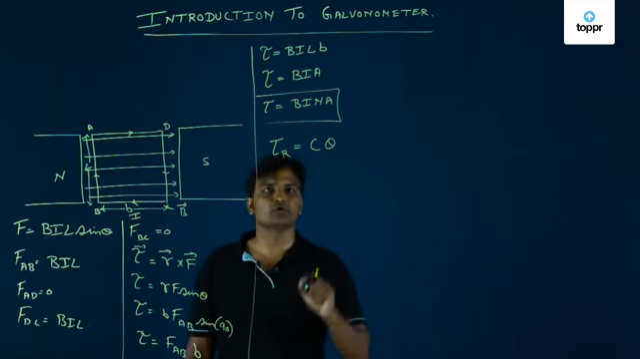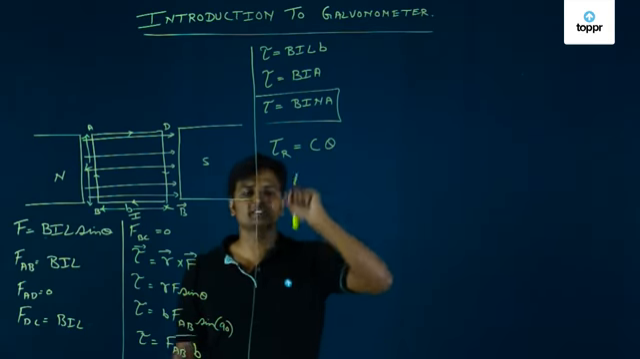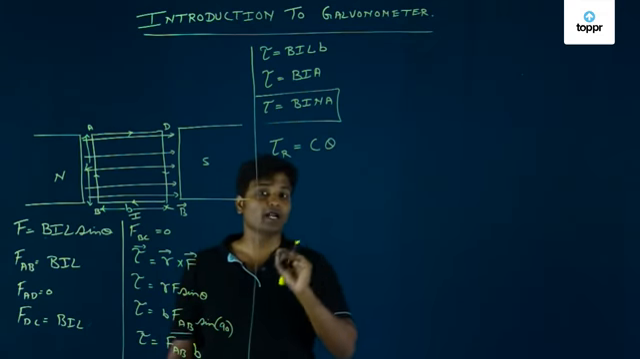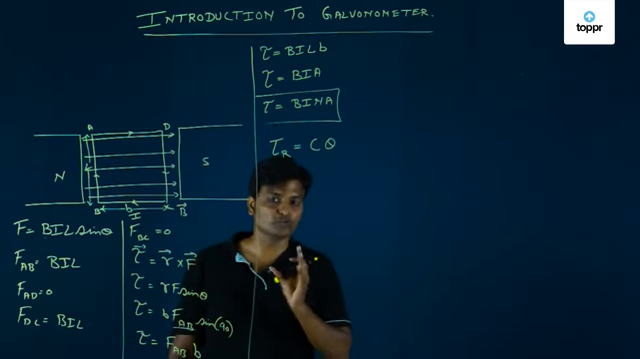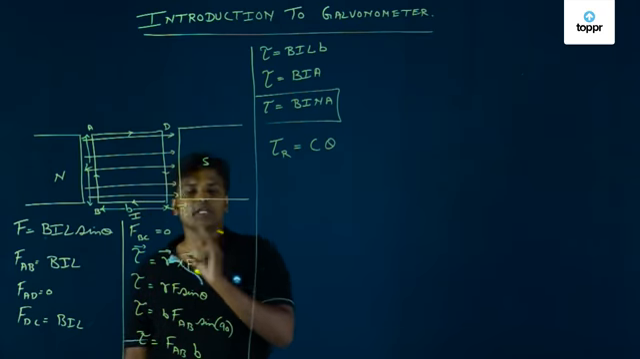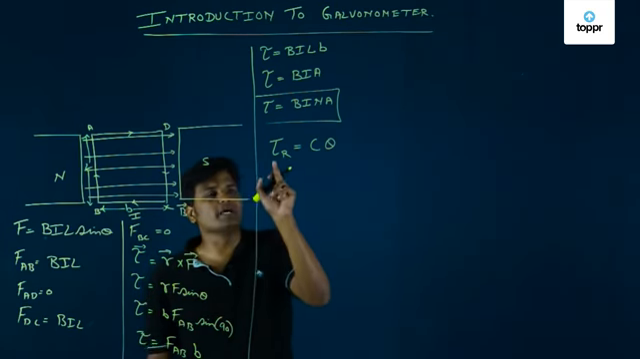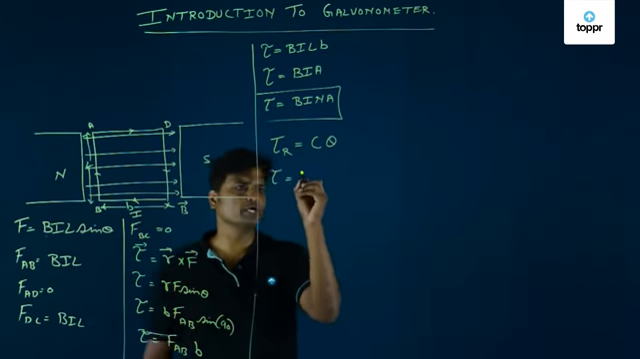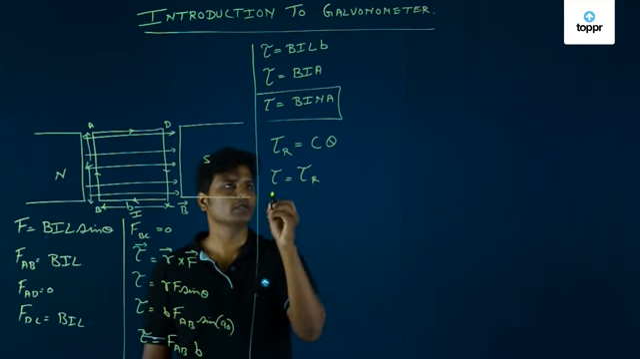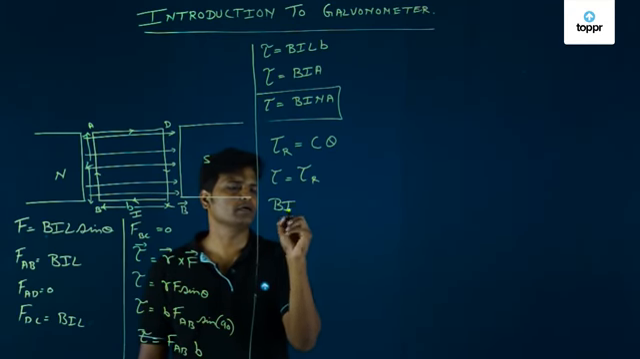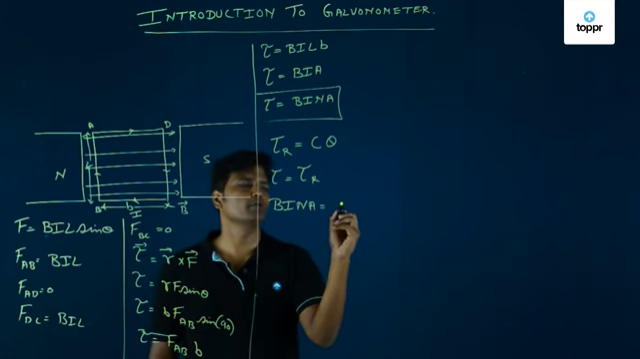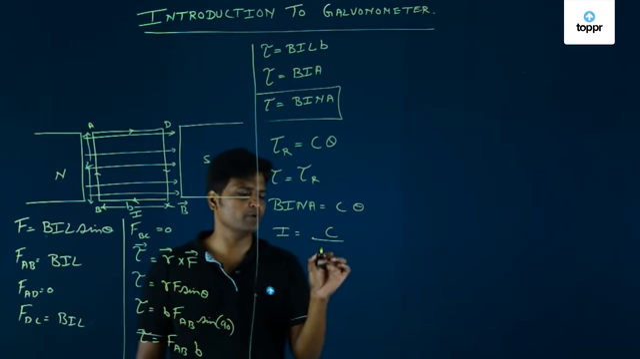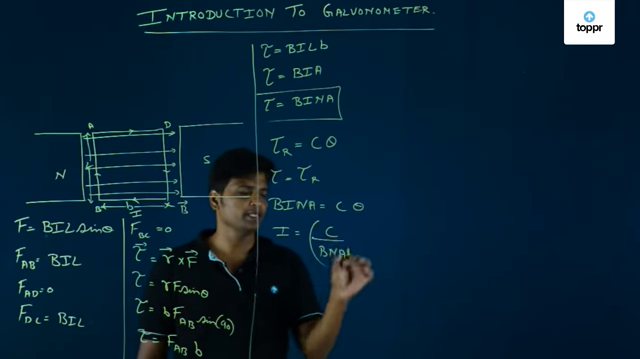Now this restoring torque has to balance the deflecting torque, because these two torques are opposite in direction. The coil will stop rotating the moment the deflecting torque becomes equal to the restoring torque. So I can say BINA is equal to C into theta. So I is equal to C upon BNA into theta.